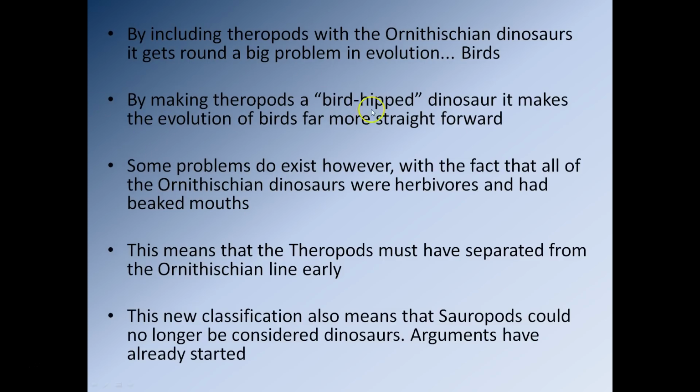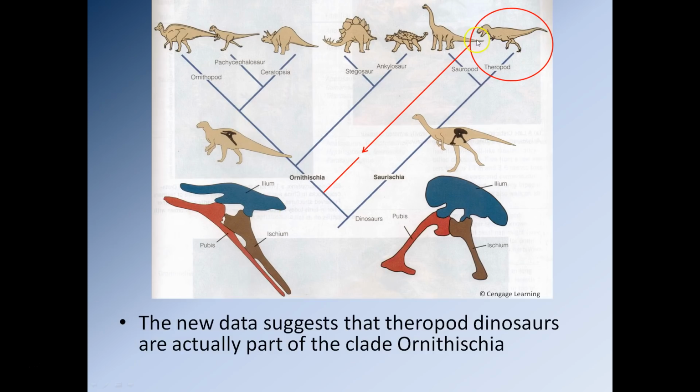So by making the theropods part of the bird-hip dinosaur group, it makes the evolution of birds far more straightforward. Some problems do exist, however, and there's a couple of them. The first one is that all of the Ornithischian dinosaurs were herbivores, and all of them had beaked mouths. So this means that the theropod group, if they are part of the Ornithischian line, have to have separated early, before these 5 groups up here really became very strongly established. So theropods had to separate off before the dinosaurs in the Ornithischian line began to become very specialized plant eaters.